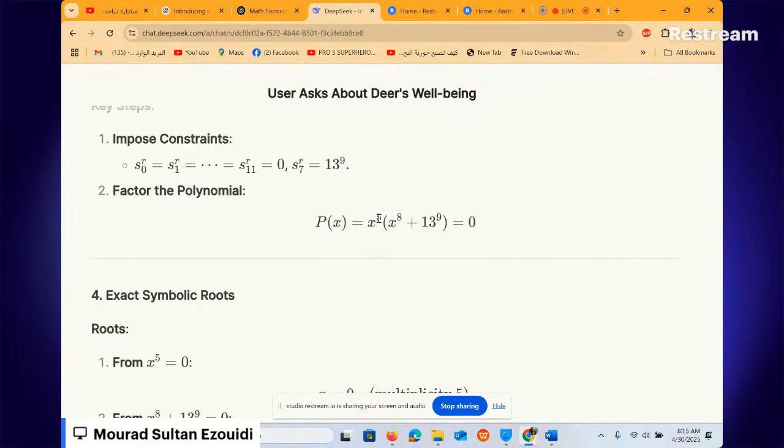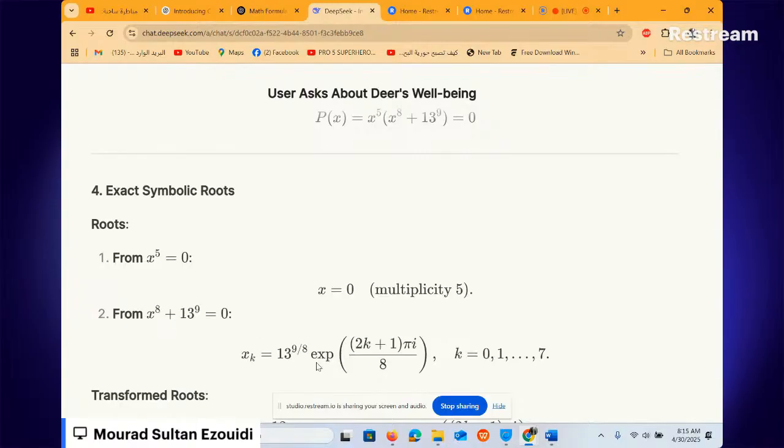So retain x to the power 5 times the parentheses x to the power 8 plus 13 to the power 9 equals 0. So x raised to the power 5 equals 0 means that x equals 0 is the multiplicity factor. From x raised to the power 8 plus 13 raised to the power 9 equals 0, therefore, I will write xk equals 13 raised to the power 9 over 8 times exponential of 2k plus 1 times pi divided by 8. Of course, k belongs to the set of numbers from 0 to 7.